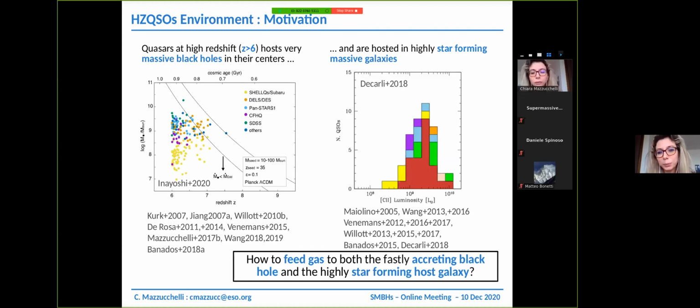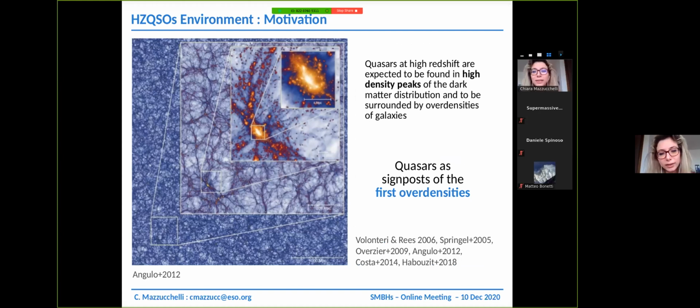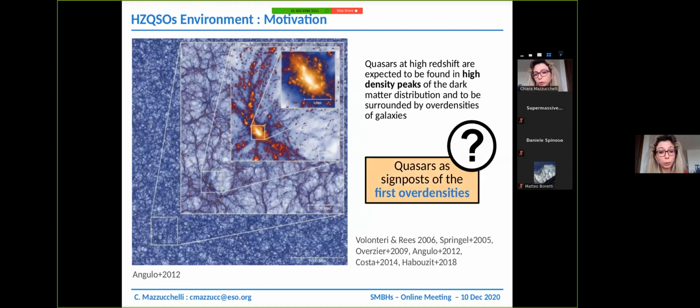From a theoretical perspective, many theoretical and simulation studies predict these quasars to be found at the high density peaks of the dark matter distribution at that time, and to be surrounded by overdensities of galaxies. Therefore, quasars at high redshift can also be used as signposts for the first overdensities. But from an observational point of view, I would like to point out a question mark here. What are we actually seeing in observations?